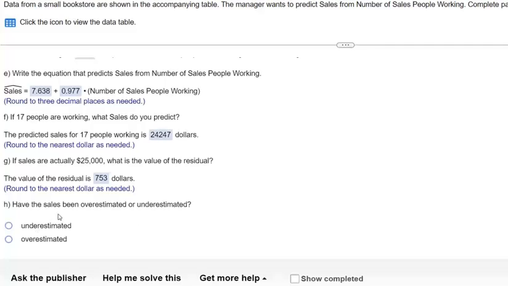Have sales been overestimated or underestimated? We predicted 25,000. That's right. No, we predicted 24,247. That's what our model predicted. The actual value was higher, so we underestimated based on that data point.